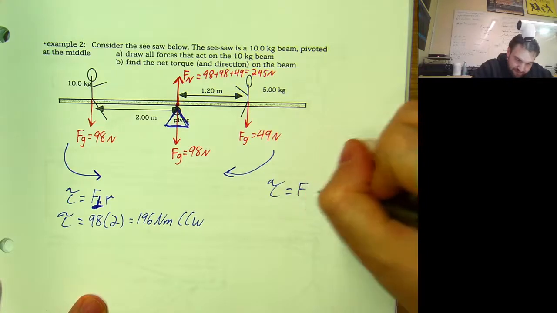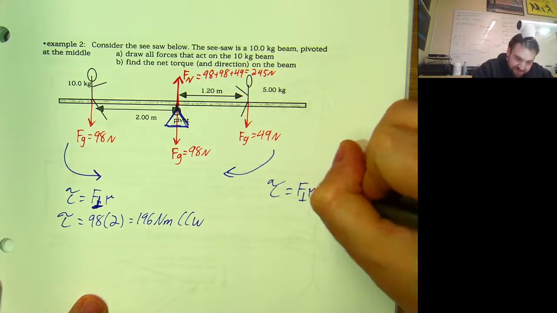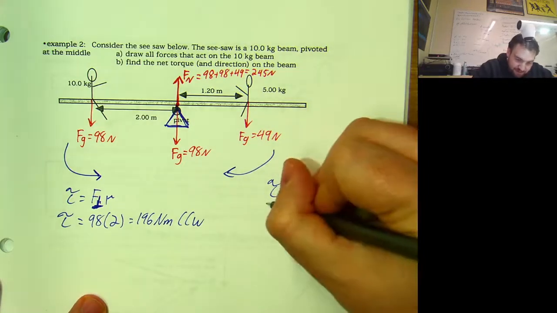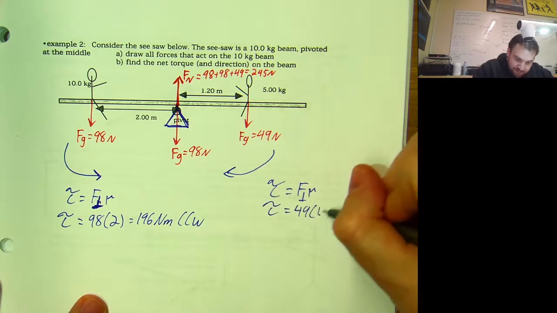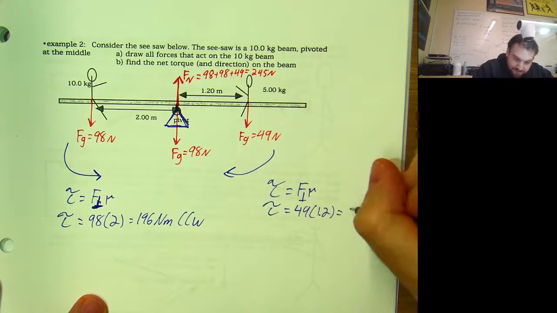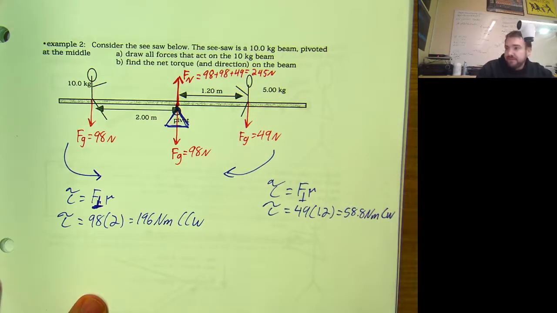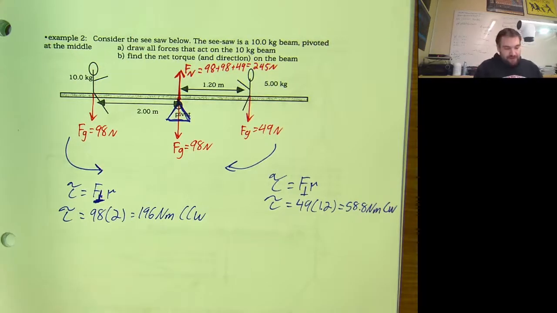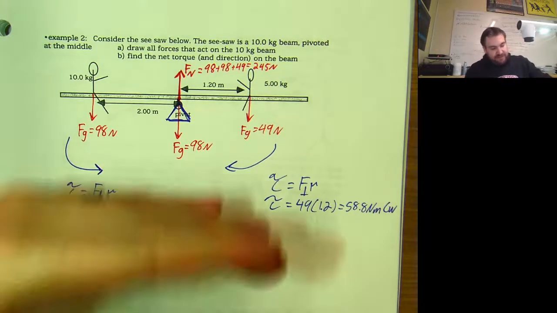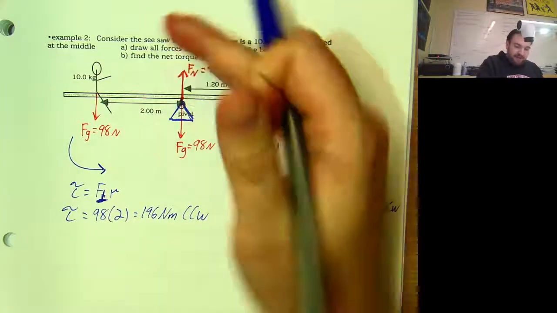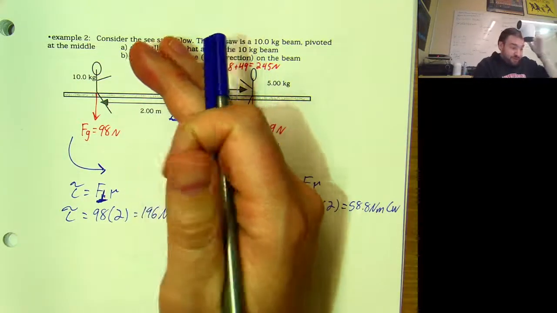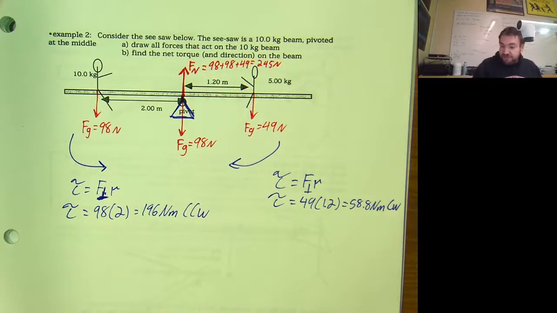This torque is equal to the force perpendicular times the distance to the pivot. Well, that's going to be 49 times 1.2, which is going to equal 58.8 Newton meters clockwise. So look at what's happening here. I've got a 196 Newton meter counterclockwise torque, and I've got a 58.8 Newton meter clockwise torque. Well, these are going to act in opposite directions.